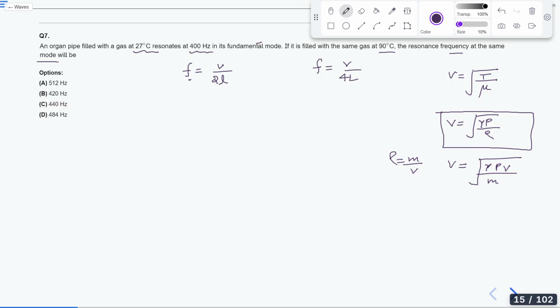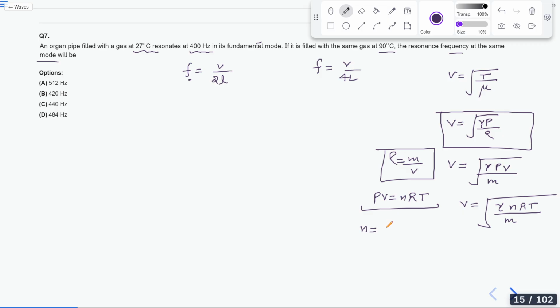According to the ideal gas equation, PV is equal to nRT. So velocity is root of gamma nRT by m, where m is the given mass of gas. We know that the number of moles can be calculated as given mass by molar mass.